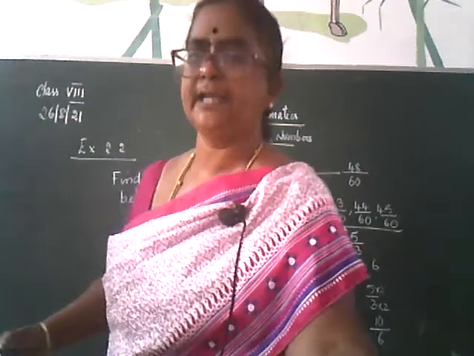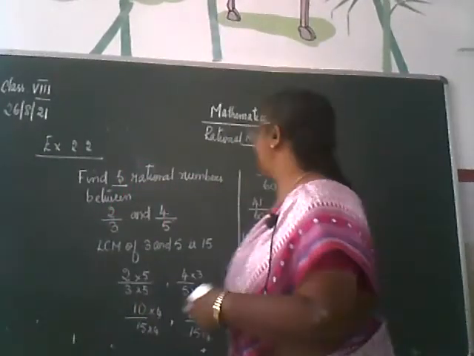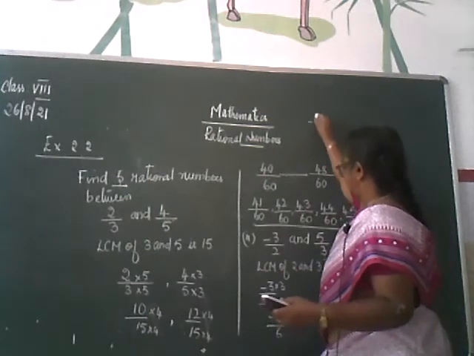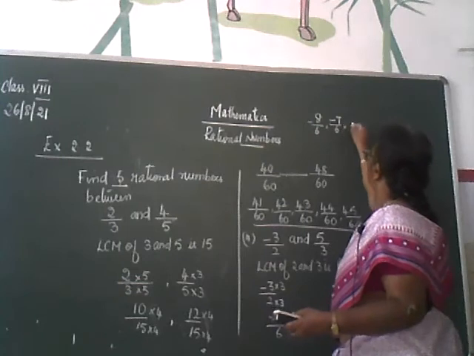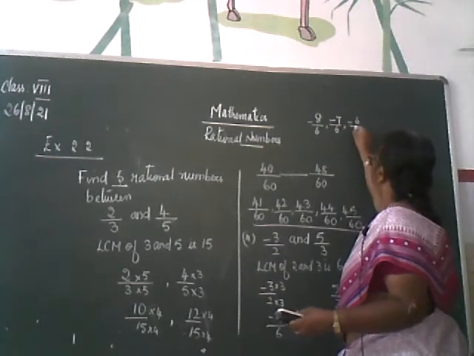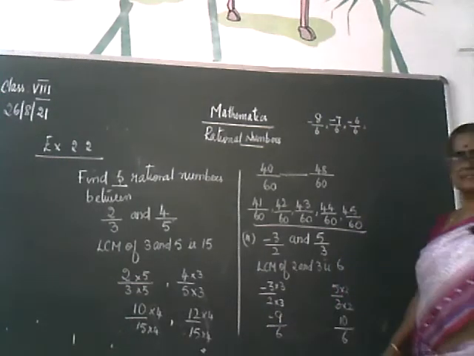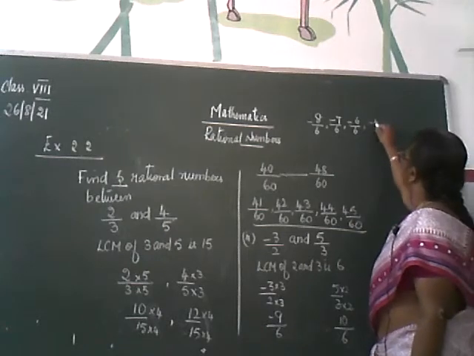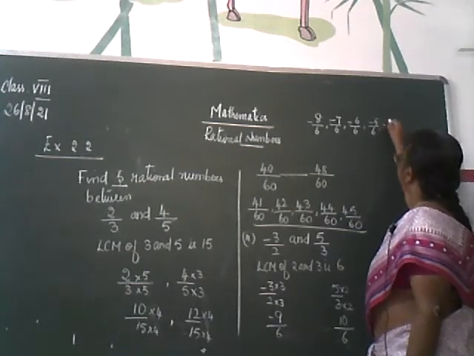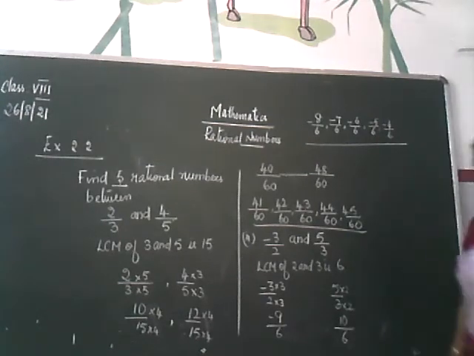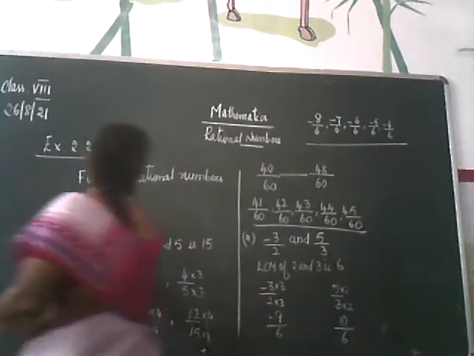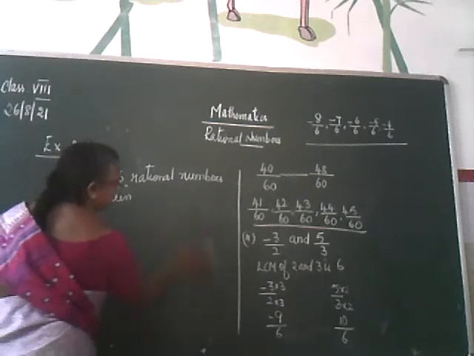Yes, let me write. Tell me now. Minus 8 by 6, minus 7 by 6, minus 6 by 6, minus 5 by 6, minus 4 by 6. So I got. Isn't it? Finished. Okay. Now, one more is given. Let me do it.